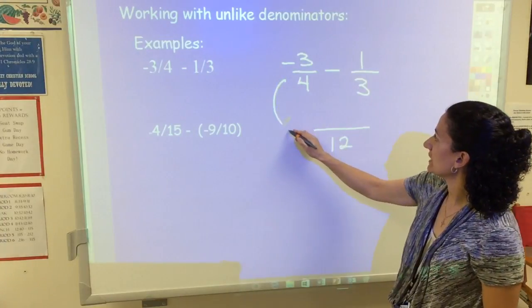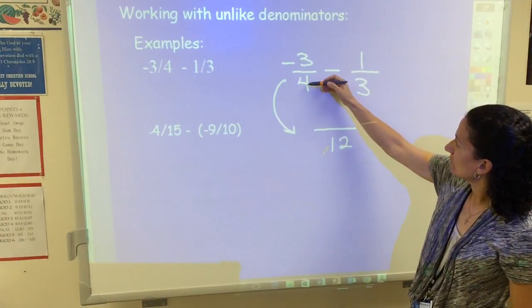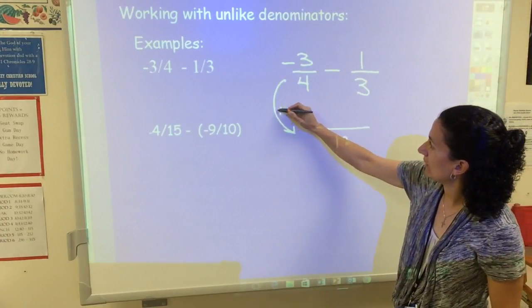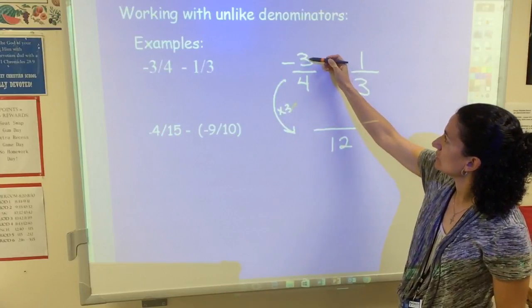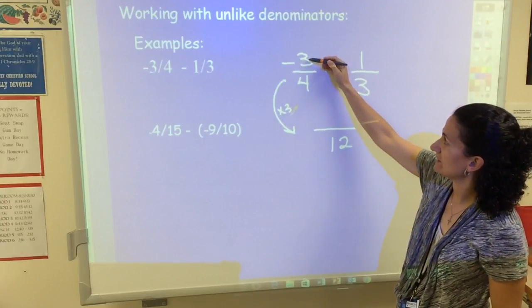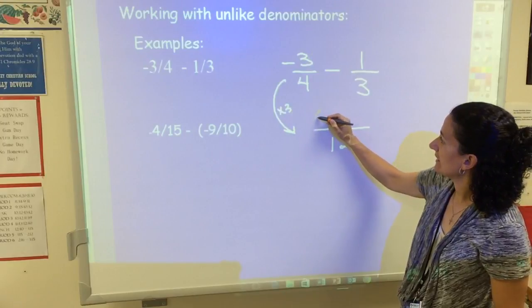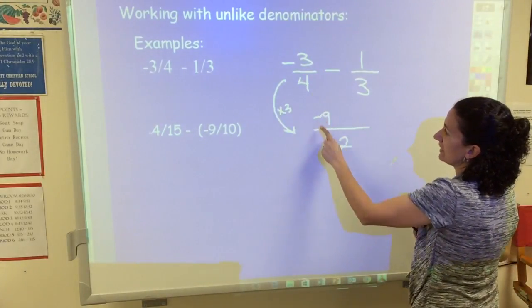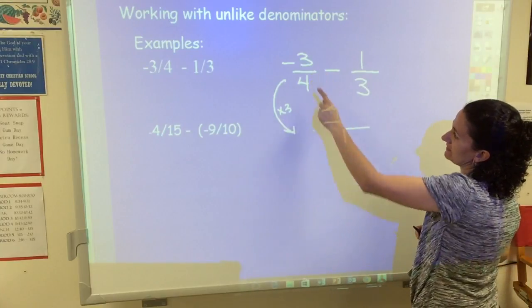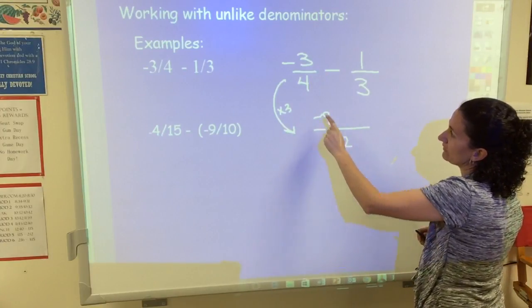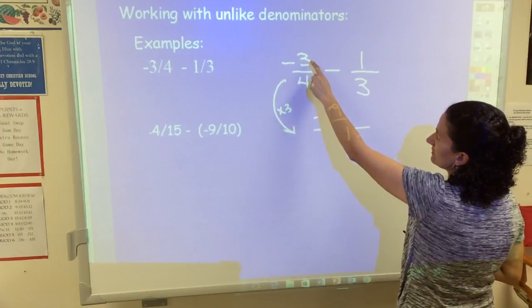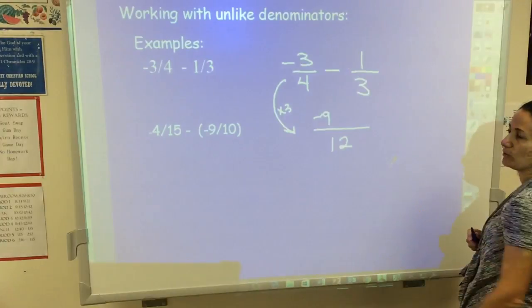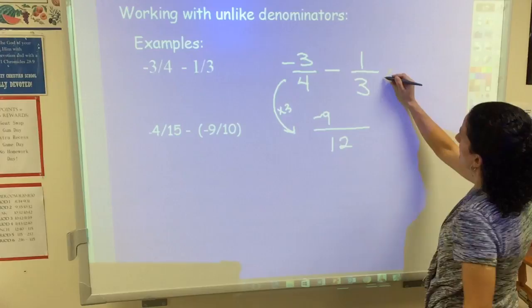So first I have to come up with an equivalent fraction. 4 times 3 is 12. So we're going to do 3 times 3, or in this case negative 3 times 3, to get negative 9. So all I really did is I'm writing 3/4 as 9/12, in this case, negative 9/12. Whatever I increase the bottom by, I increase the top by. So it's all proportional.